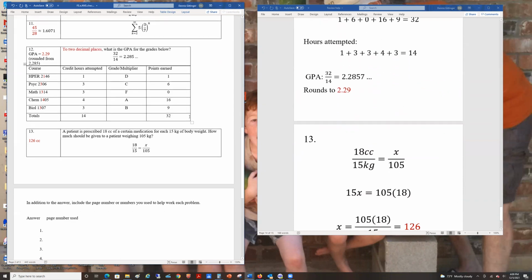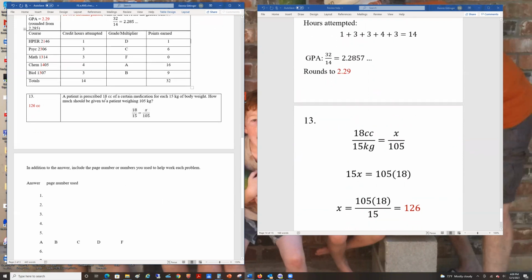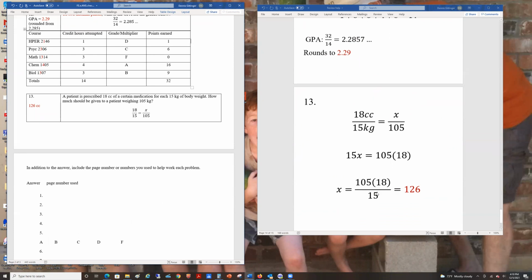Number 13. This is a simple, believe it or not, proportion. It's 18 cc's for each 15 kilograms of body weight. So 18 cc's for 15 kilograms of body weight is X cc's if the patient weighs 105. Cross multiply, 15 times that. I left off kilograms and cc's because it just makes it kind of obfuscated. 15x equals 105 times 18. And believe it or not, it comes out equal to 126.